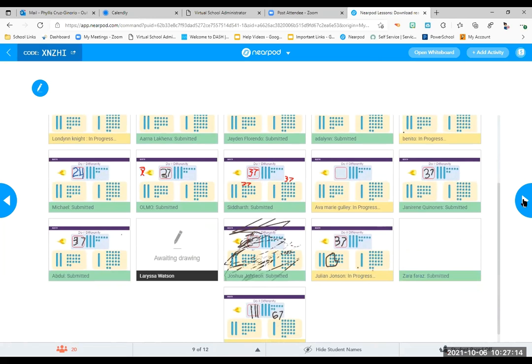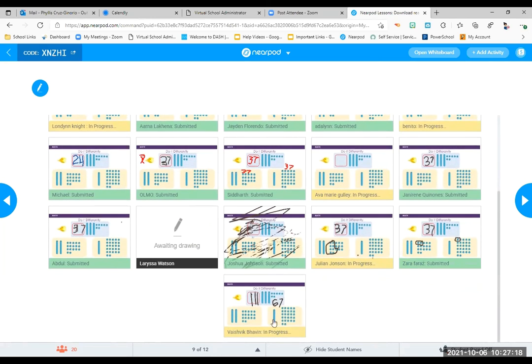Thank you, Joshua, for erasing that. And let's look at Vashvik. I think there are only three tens. Don't draw extra tens for me because I've already made our model. And Zara, make sure that when you make a circle, there are 10 inside of them. I only see 1 or 2, and they need to have a full 10.